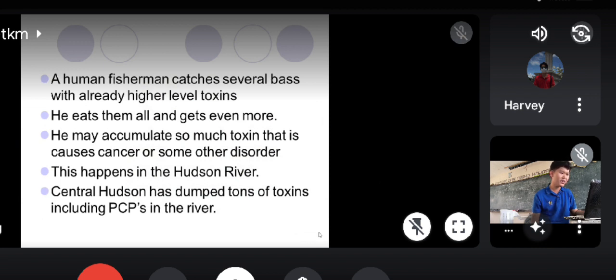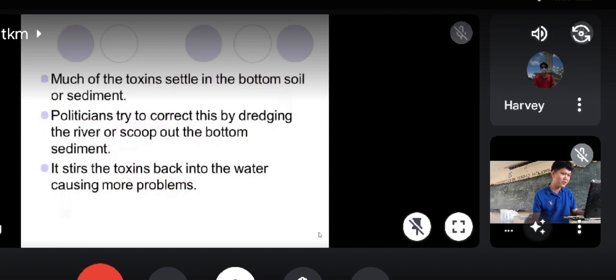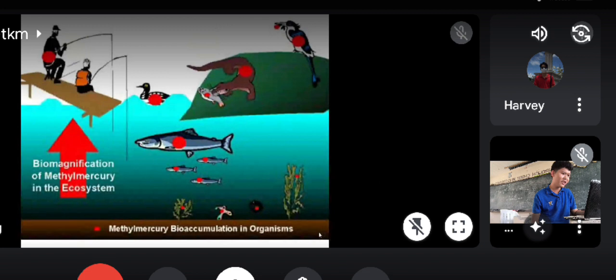This happens in the Hudson River. Central Hudson has dumped tons of toxins, including PCBs, in the river. So this is the illustration. Much of the toxins settle in the bottom soil or sediment. Politicians try to correct this by dredging the river to scoop out the bottom sediment. It stirs the toxins back into the water, causing more problems. So here is the illustration.